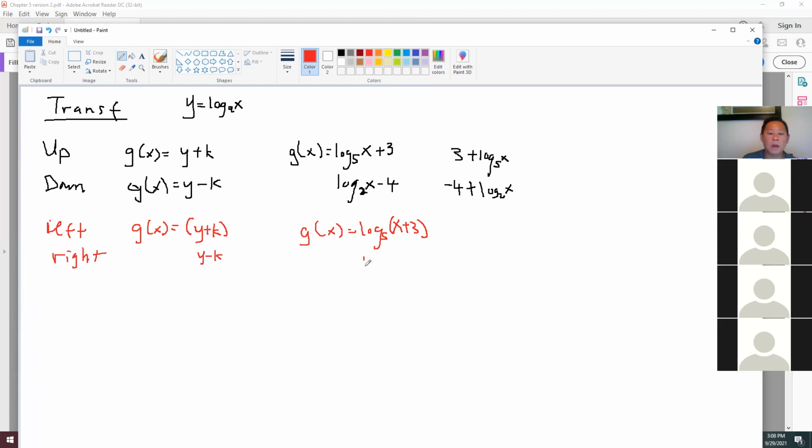So it will be log of 2x minus 1, something like that. You guys all right here with the up, down, left, right transformation? This is important.